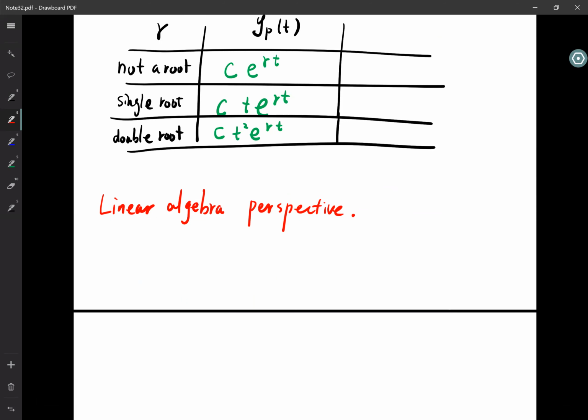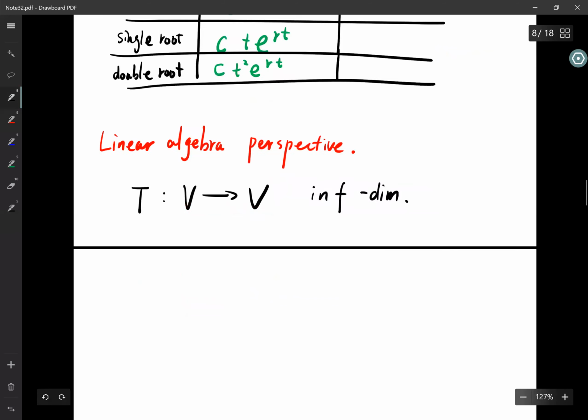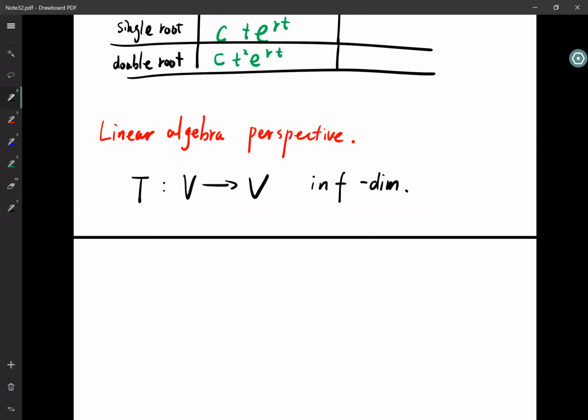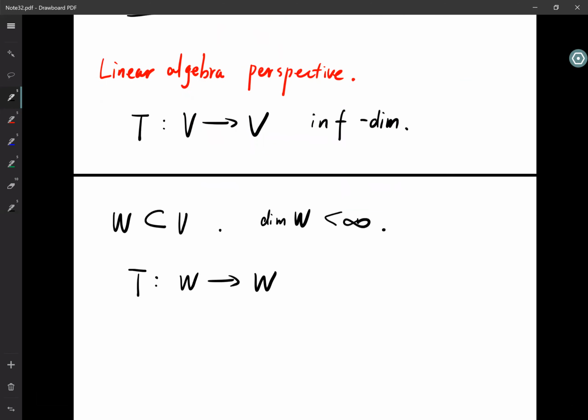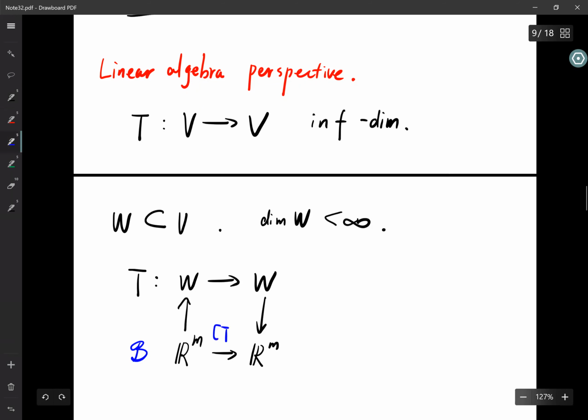So the linear algebra perspective is, you give me a T from V to V, and this is infinite dimensional. I have no idea whatsoever how to handle an infinite dimensional operator. All I know is to go to a finite dimensional representation. So W is a subspace of V, and the dimension of W should be finite. Then I restrict the second order differential operator from V to V to W to W. And I further find a basis of W. So if W is, let's say, an M dimensional thing, then I can go here and I get this matrix TB.